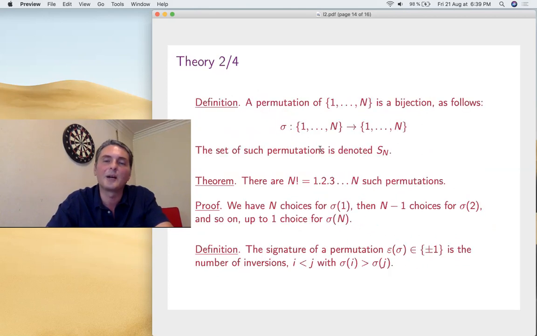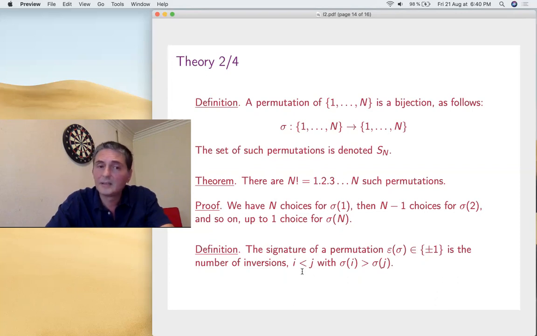I'll give you the formula. A permutation of 1 to n is just a bijection. There are n factorial of them because if you want to construct such a beast, you have n choices for sigma of 1, then n minus 1 choices for sigma of 2, and so on. So you get this factorial.